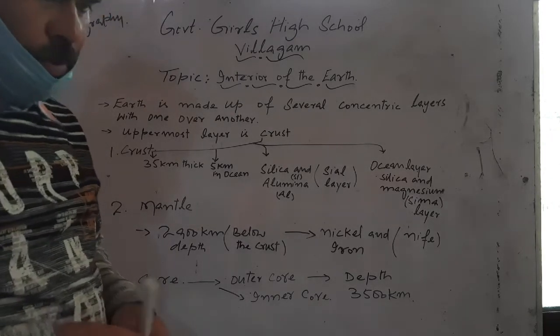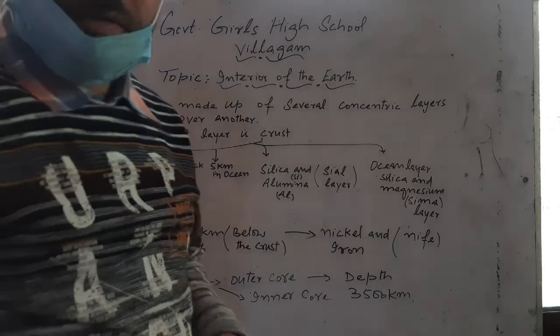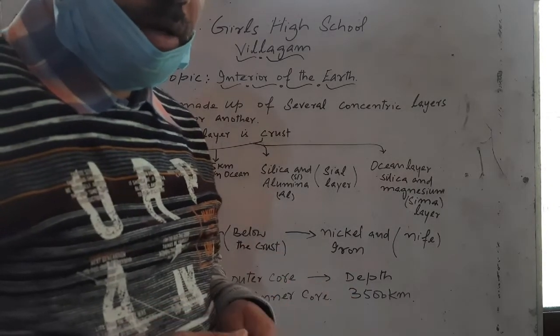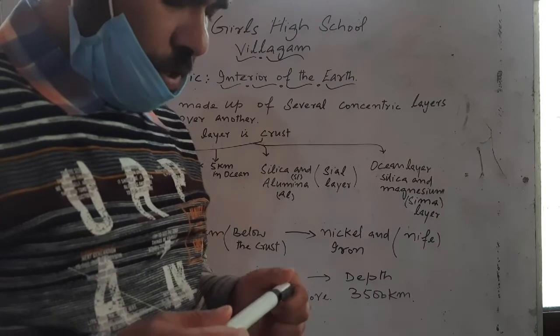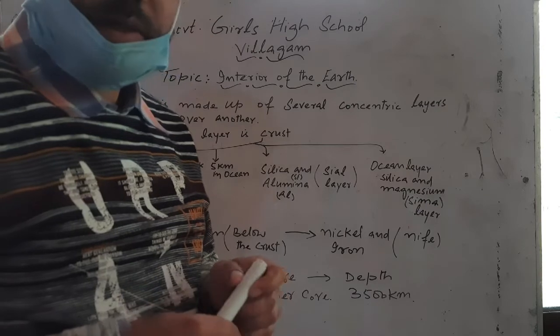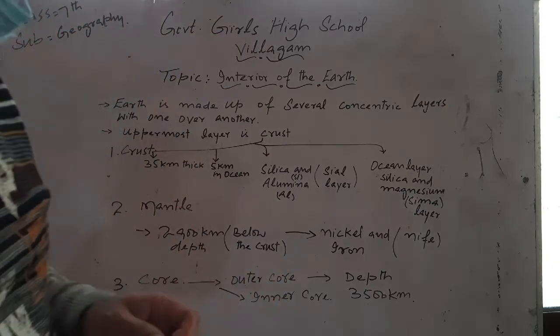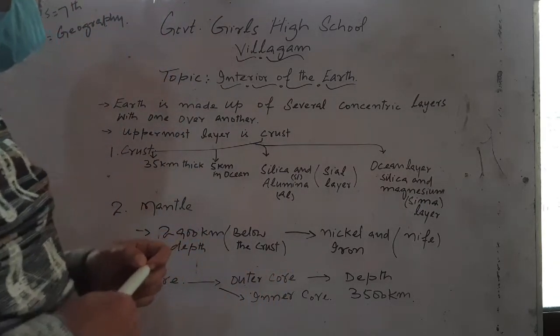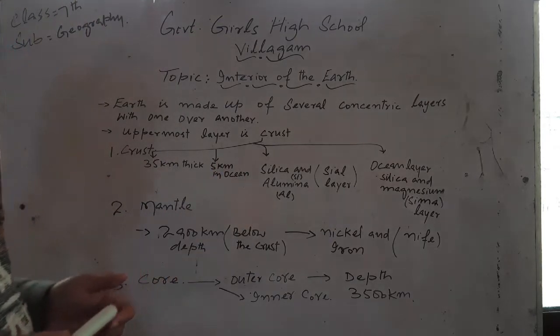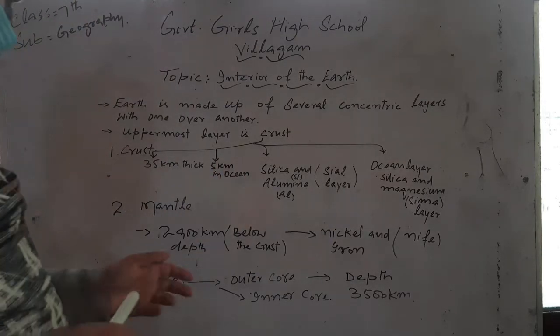Earth is made up of several layers in the same way as an onion. As you see, an onion is made up of different layers. In the same way, earth has different layers, and the topmost layer is the crust, the second one is the mantle, and the third one is the core.